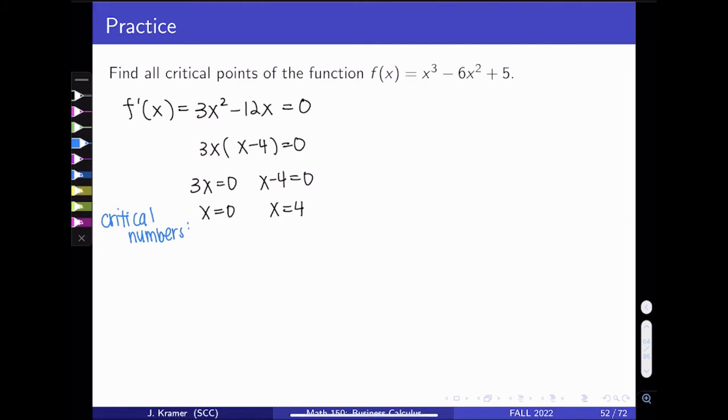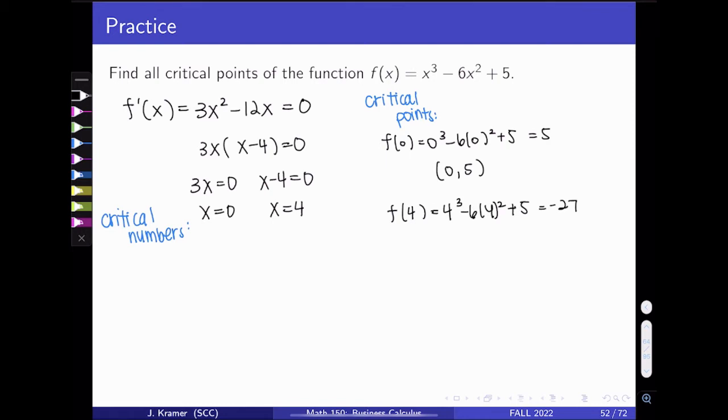To find the critical points, we'll be plugging these values back into the original function. So our first critical point will be when f is evaluated at 0, which is the point (0, 5). The second will come from evaluating the function at 4. The second critical point will happen at (4, -27).